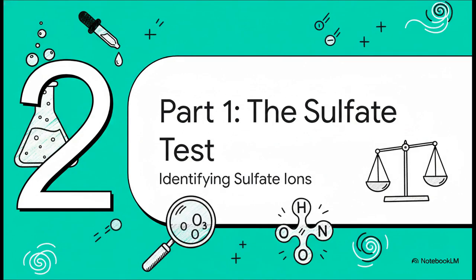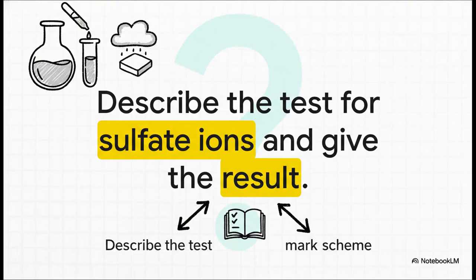This is a 2-mark question that's all about testing for sulfate ions. And as you're about to see, when it comes to these questions, being precise with your language is absolutely everything. Right, here's the question, word for word. Notice it's asking for 2 things. Describe the test and give the result. That's a massive clue right there. It's telling you that you need to give 2 separate pieces of information to get both of those marks.